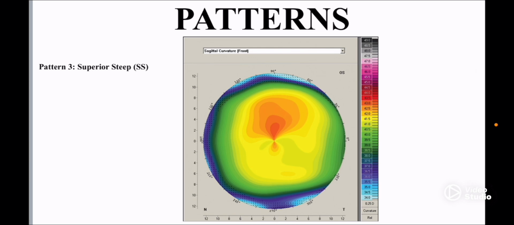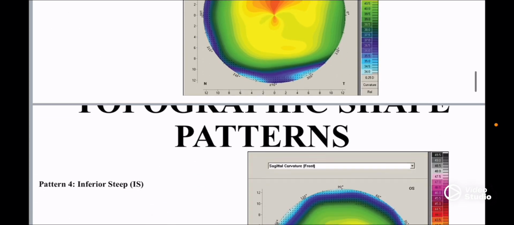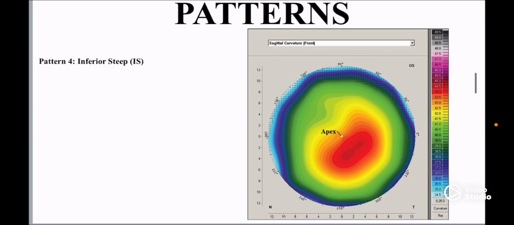What is superior steep? As in the image, you can see there are two lobes, a red lobe on the superior side and a red lobe on the inferior side. Now comparing these two lobes, we can see that the superior lobe is larger while the inferior lobe is smaller. It means that the superior lobe is steeper. So this is known as superior steep pattern. Now contrary to this, it is inferior steep pattern in which the inferior lobe is larger.